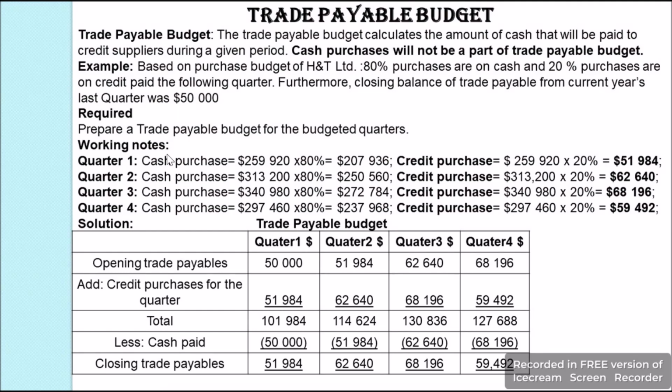So we'll start with the working notes, where we will take the total cost of material purchase from the purchase budget. For the first quarter, it is $259,920, and 80% of this will be the cash purchases, which is $207,936, which we are going to use in the cash budget. But for now, we have to find the credit purchases for the trade payable budget, which is $259,920 times 20%, which will be $51,984.